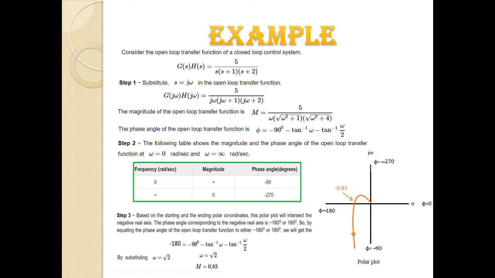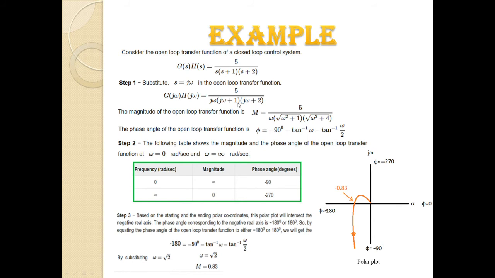So now for the angle, this is the 0 plus j omega. So if we consider x plus iy, then the angle becomes tan inverse y by x. So here the imaginary part is omega and real part is 0. So it becomes tan inverse omega by 0, that is infinite. And tan inverse infinite means the angle will be minus 90 degrees.